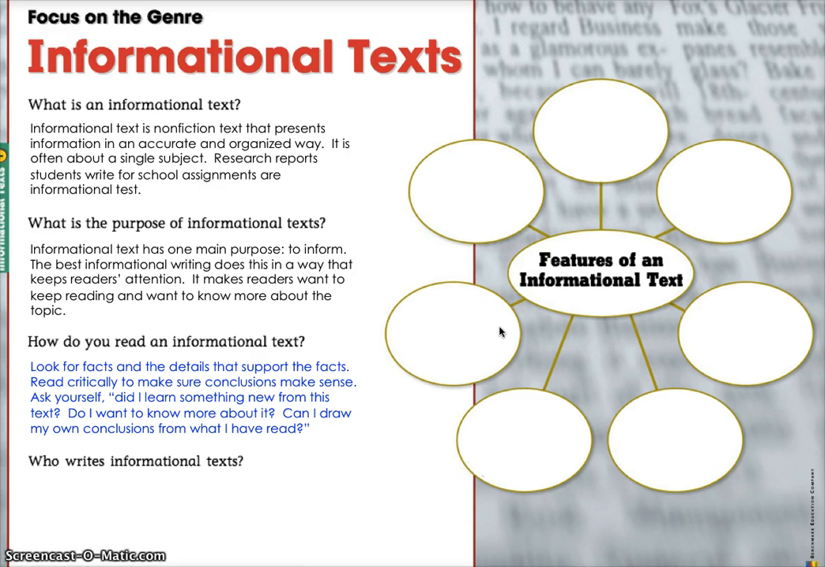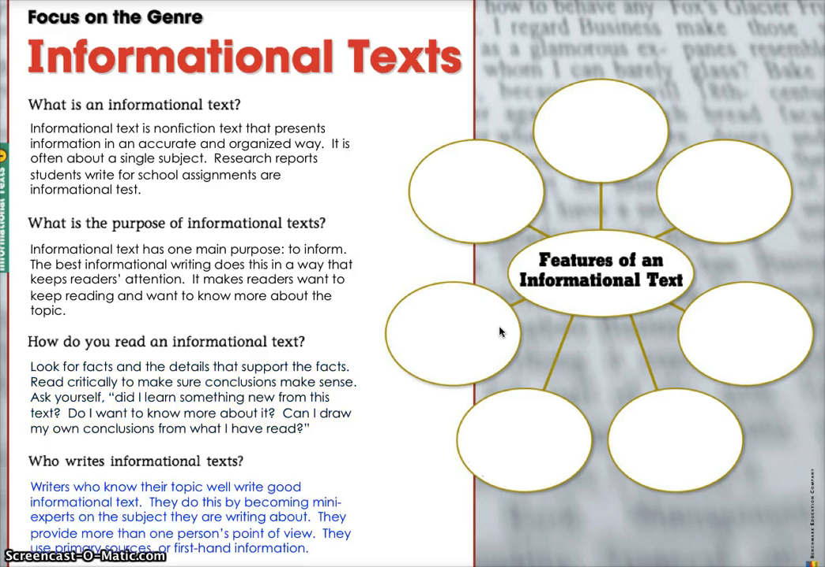All right, so when it comes to writing informational texts, writers who know their topic well write good informational text. They do this by becoming mini experts on the subject they are writing about. So they get really small, so they're very small experts. Okay, that's not what it means, but it just means that they become an expert, okay? They provide more than one person's point of view. They use primary sources or first-hand information.